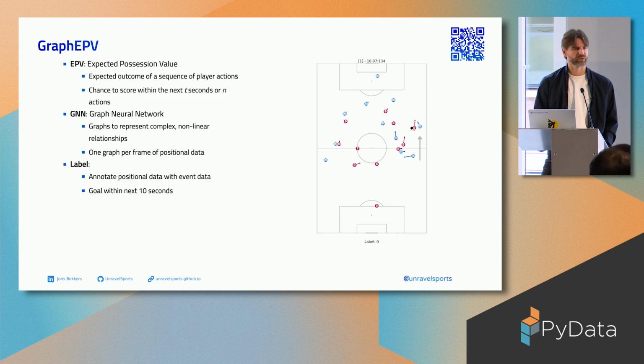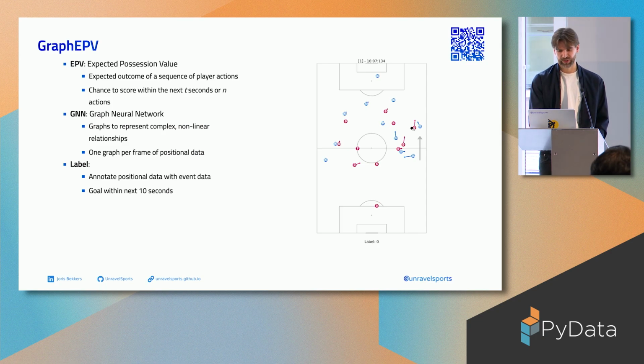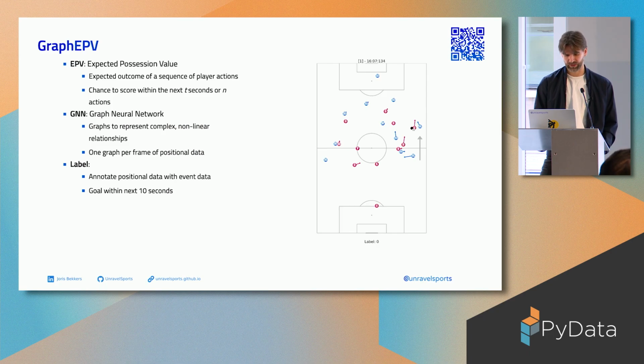And we're going to use graph neural nets because graphs are good at capturing these complex relationships between players, between the ball, between teams, and we can encode a lot of information in them. We're going to create one graph per frame of tracking data. How that looks like I will show you in a second.